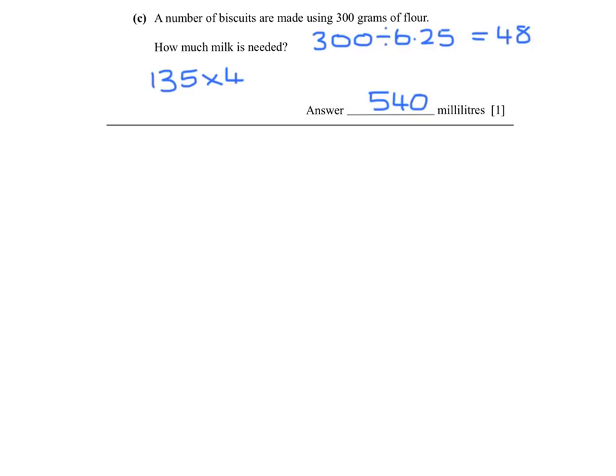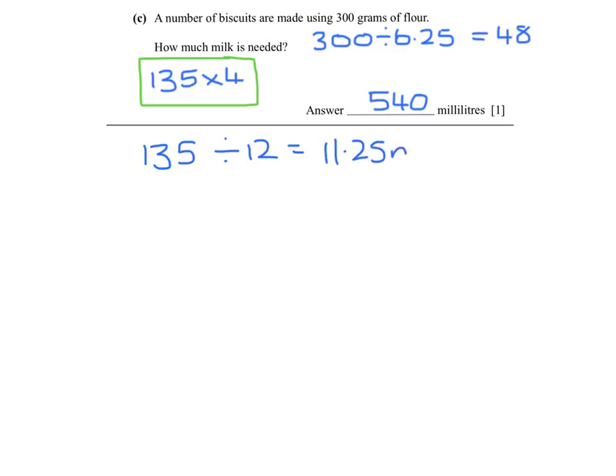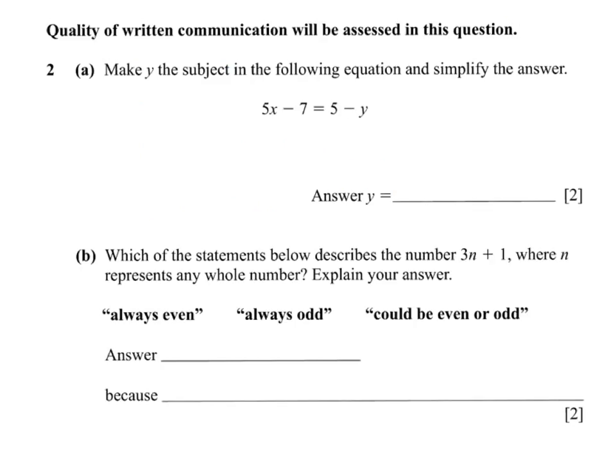Part C, if we hadn't noticed the connection between the 48 and the 12, we can also do this by working out that if 135 millilitres of milk is needed for 12 biscuits, if I divide by 12, then I can see that for each biscuit I need 11.25 millilitres. So for 48 biscuits I would need 11.25 times 48. And that gives us exactly the same answer. We get the 540.